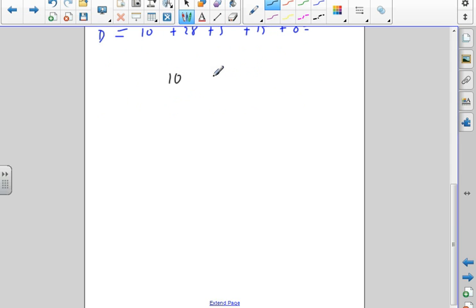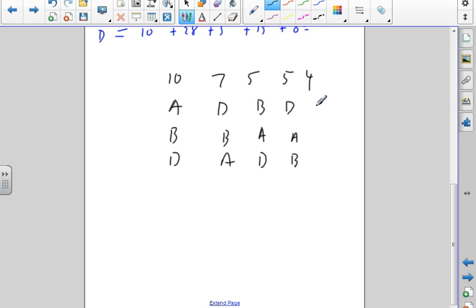Okay, 10, 7, 5, 5, 4. And I'm doing it without C. A, B, D, D, B, A, B, A, D, D, A, B, D, D, A. And I'm assigning 1 point, 2 points, and 3 points. Okay, so the A guy, 30, 7, 10, 10, 4.